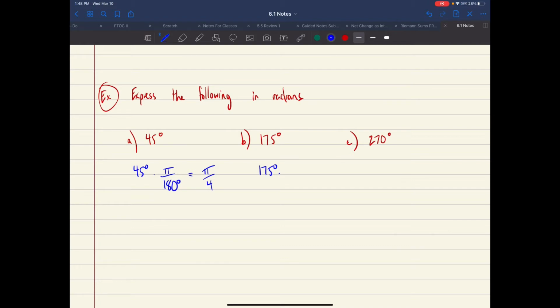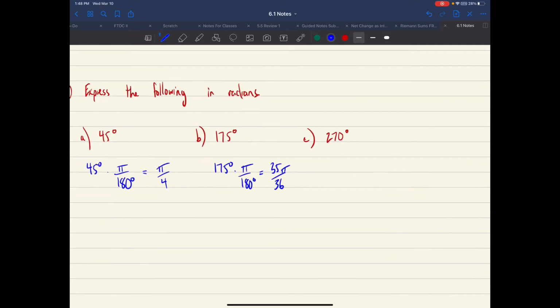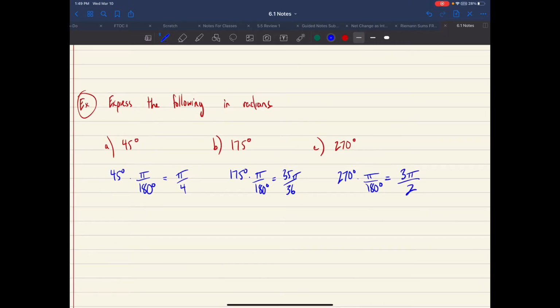175 degrees to radians, multiply by pi over 180, and we get 35 pi over 36. And then 270. 270 divided by 180 is 3 pi over 2. So those are really quick problems. There's several of those in the assignment.